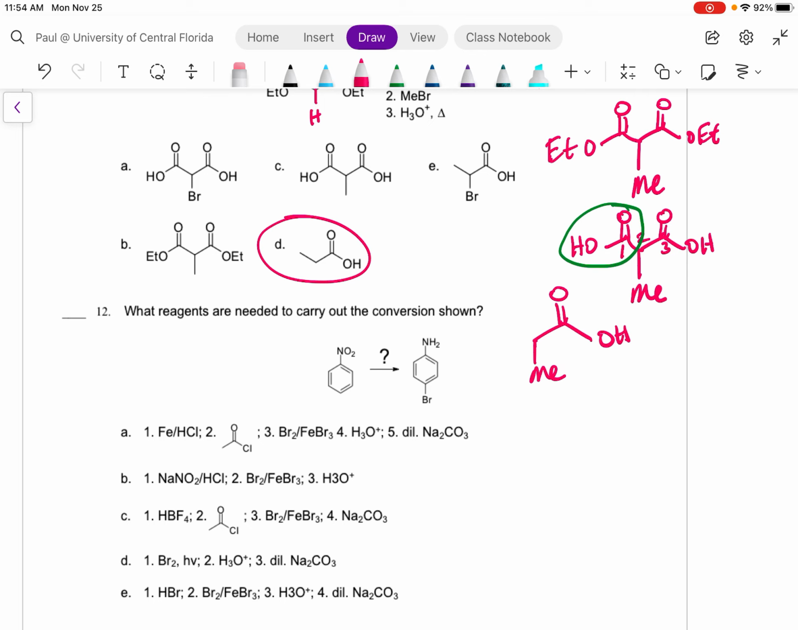Okay, for question 12, we have a nitro group, and we want to convert that into an amine or an aniline form. So the only reagents that will get that job done would be answer choice A.